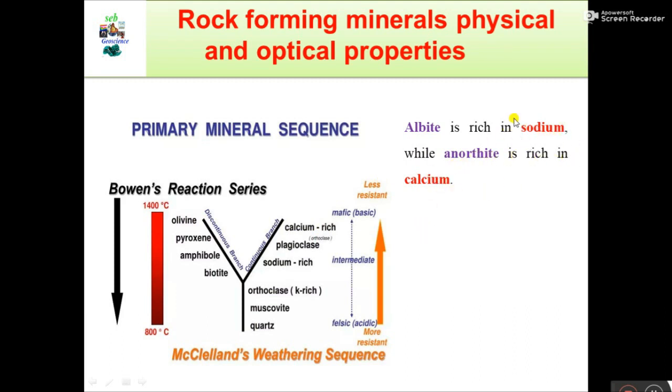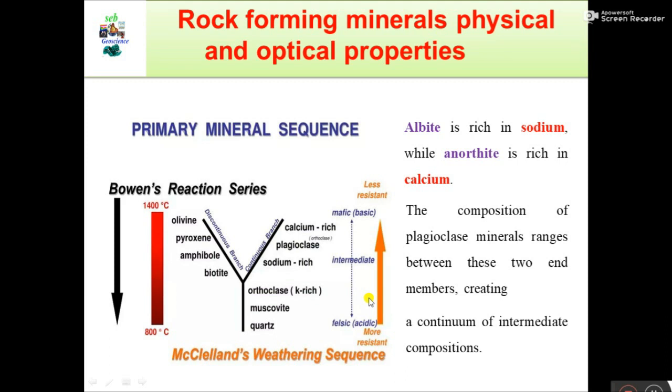Albite is rich in sodium, while anorthite is rich in calcium. So the difference between anorthite and albite plagioclase is that albite is formed at low temperature relative to calcium rich anorthite. So their difference is their chemical composition and the temperature where they formed. Albite at low temperature, whereas anorthite is high temperature relative to other minerals.